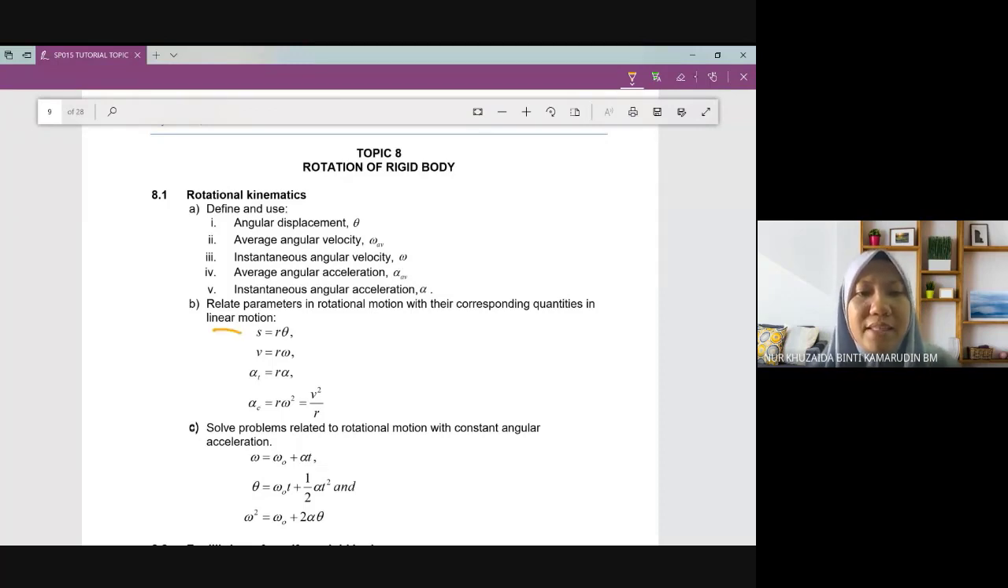So we have S equals to R theta, V equals to R omega, A equals to R alpha. Okay, dan kemudian you have this one A also. Centripetal acceleration is equals to R omega square. Okay, so ada sedikit perbezaan lah, right? Tapi yang kita gunakan dalam this chapter is this one yang paling banyak, S, V and also A.